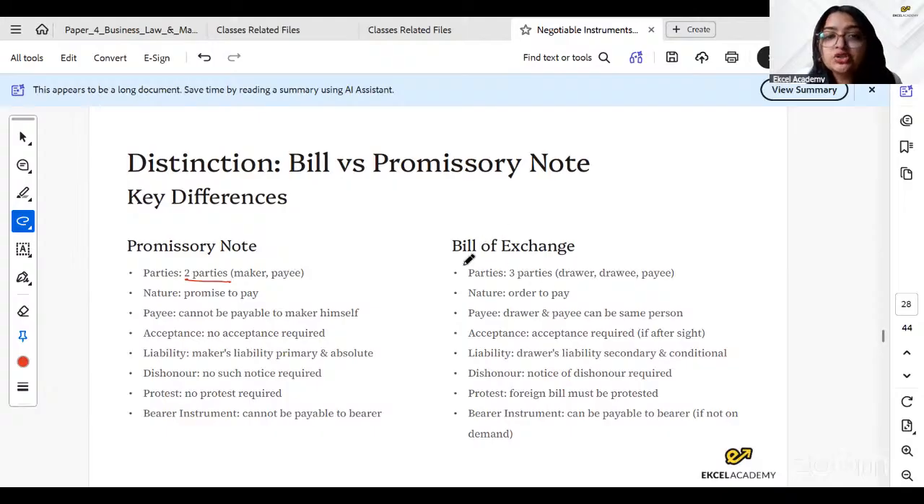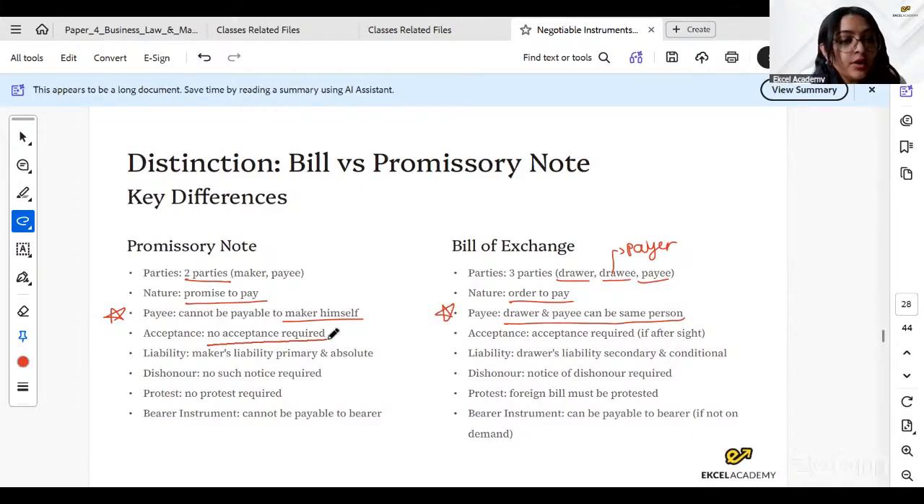Bill of exchange: there are three parties, the person who is making the order, the person to whom the order is made, that is the person who will pay, and the person to whom the amount will be paid. The drawer can also be the payee. The nature is a promise to pay; here it is an order to pay. A promissory note cannot be payable to the maker himself, right? Why? Because the maker is the one who is paying, so the maker cannot be the payee. Here, drawer and drawee can be the same person. This is a very important difference between the two.